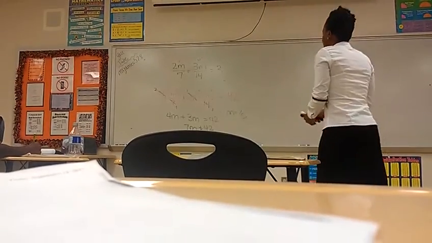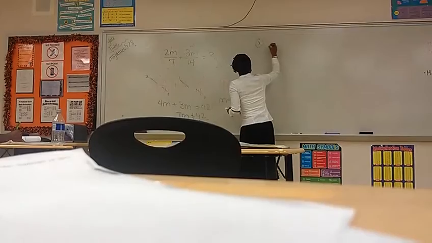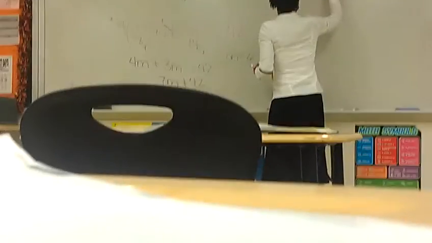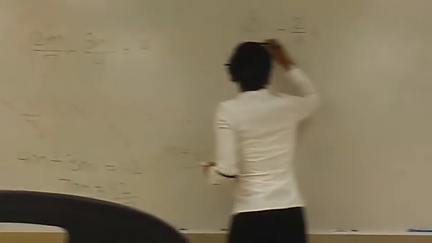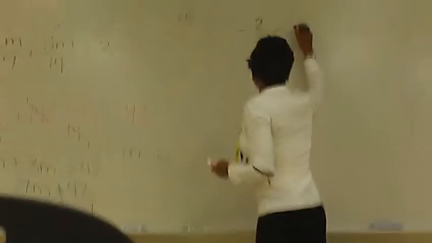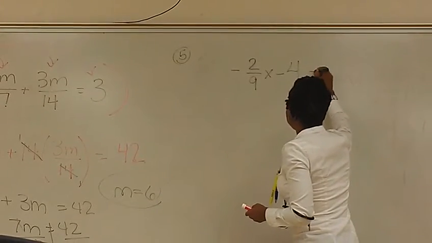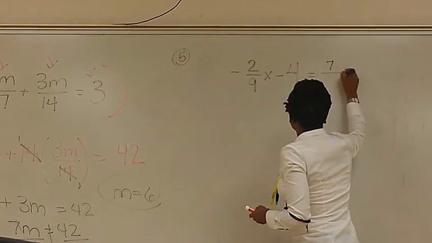Negative. You guys can read it to me. I think it's negative 2 over 9 x minus 4. Minus 4. Oh boy. I knew that. Minus 4 equals 7 over 18.